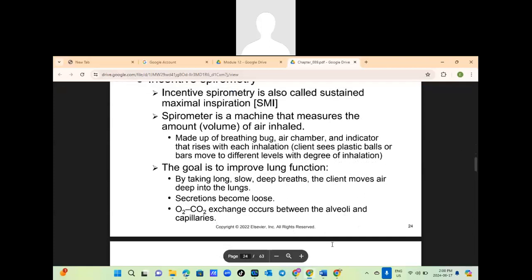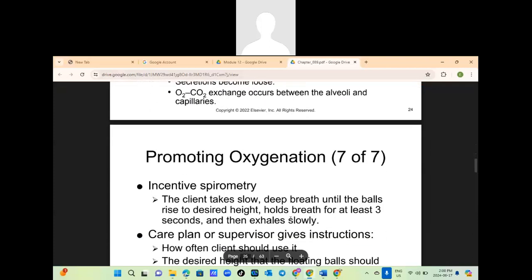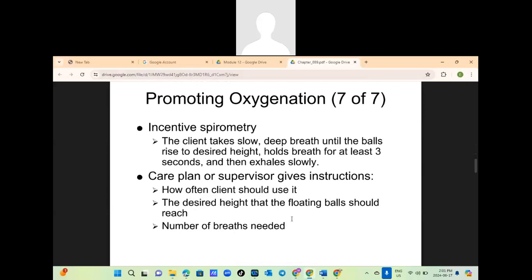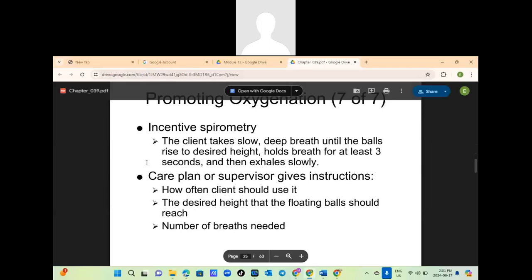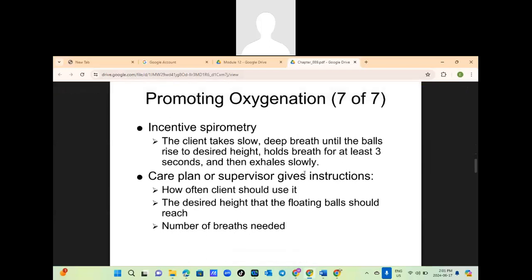Where does the gas exchange happen? You're going to say, "Oh, it's in the alveoli," and capillaries. So the client takes slow, deep breaths until the balls rise to the desired height, holds the breath for at least 3 seconds, and then exhales slowly. The care plan or supervisor gives instructions: how often clients should use it, the desired height that the floating ball should reach, and the number of breaths needed.